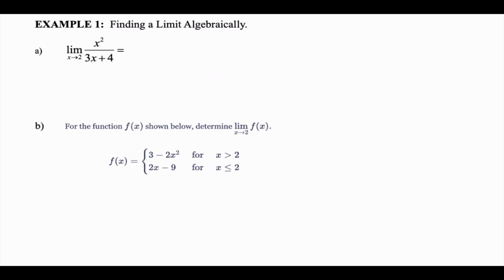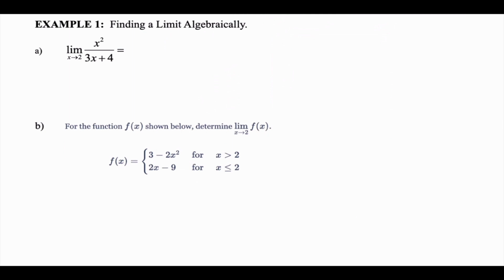There's no table. There's no graph. All they give us is a function. It's x squared over 3x plus 4. Okay? So rule 1 says plug it in. We're plugging in 2, right? We want to look for 2. So let's plug it in to see if we get an answer. If we get an answer, we're done. If we get a 0 on bottom, we'll handle it differently.